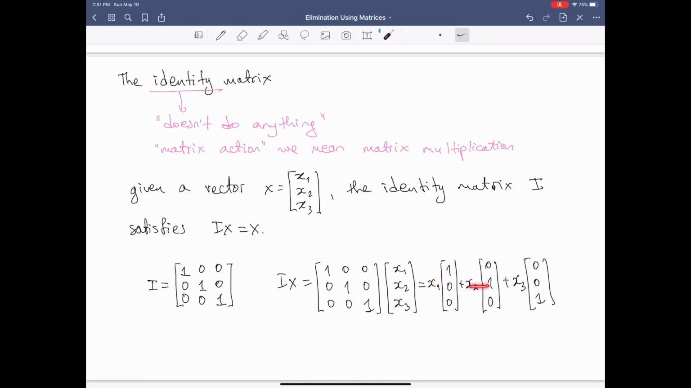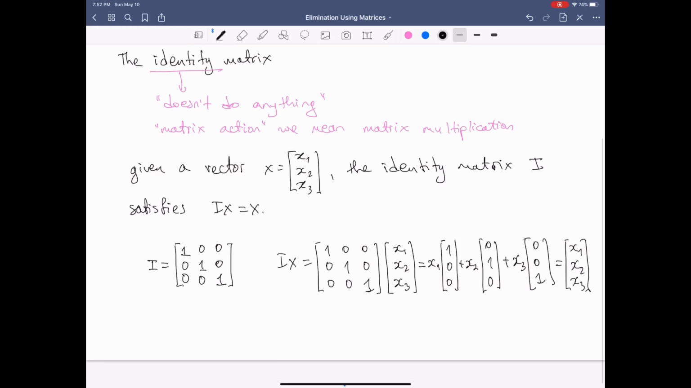For the second vector, x2 is going to multiply this 1, so it's going to go in the second position, and x3 is going to multiply the third component, go there, because the other components are just 0, so nothing will happen. So you see that this really is equal to x1, x2, x3. So this matrix, the identity matrix, doesn't do anything. This is absolutely crucial. And when we say doesn't do anything, we mean doesn't do anything under the operation of multiplication.